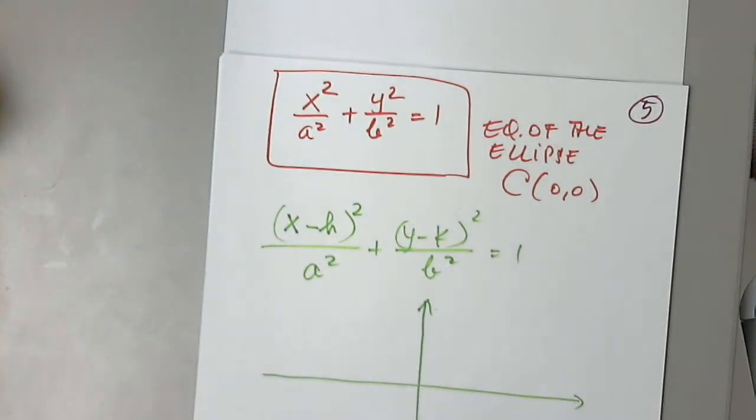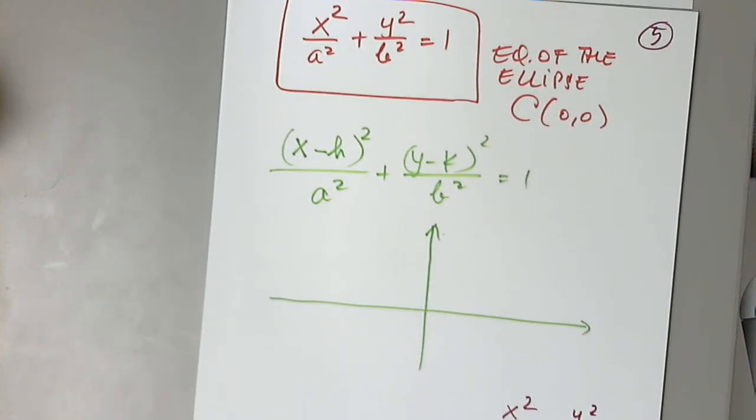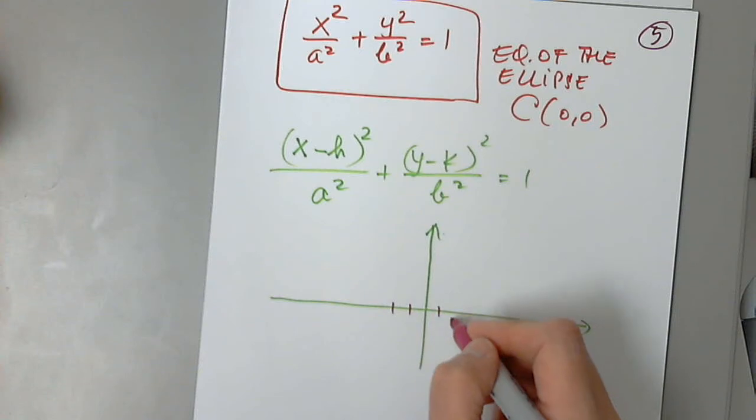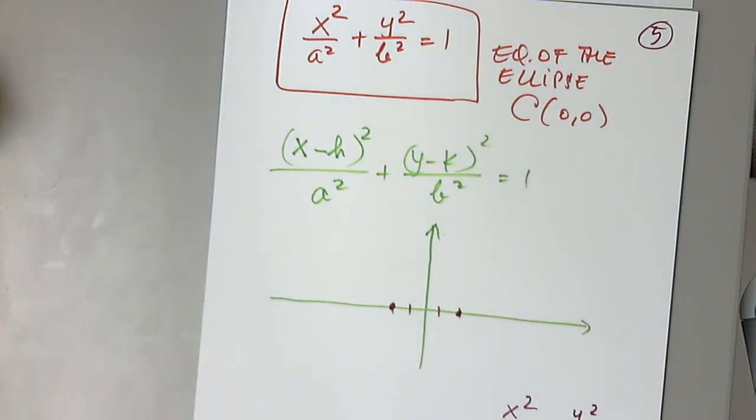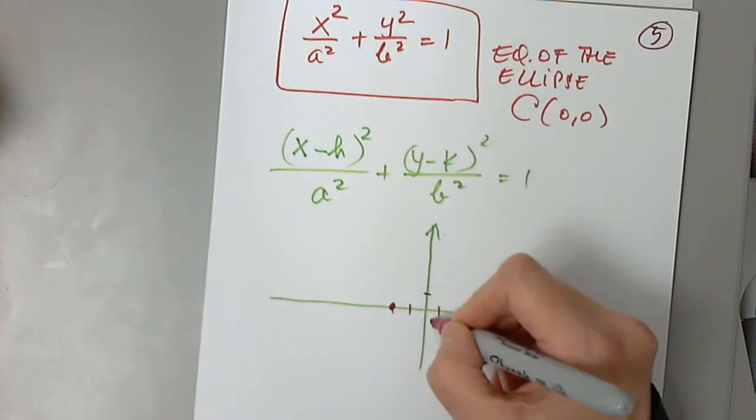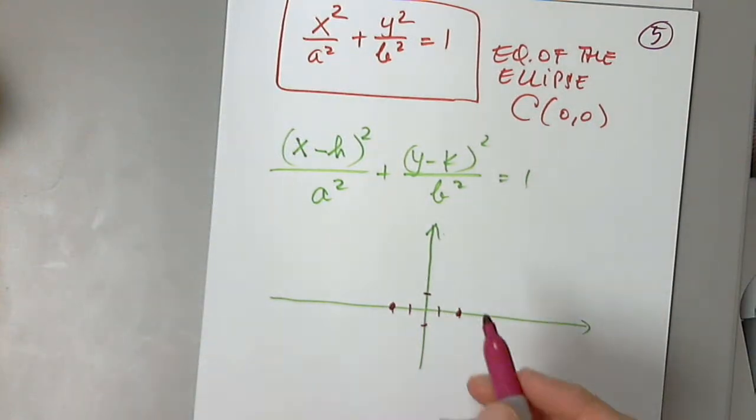So let's take a look at, let's say, x squared over 4 plus y squared equals 1. What does this mean? It means that a squared equals 4: 2 to the left, 2 to the right. This point and this point will be the vertices on the major axis. Oh, obviously b squared equals 1, which means 1 above, 1 below. Here's the ellipse.